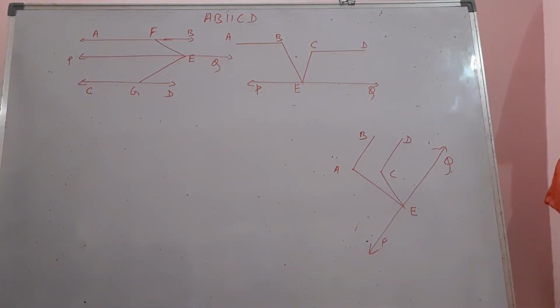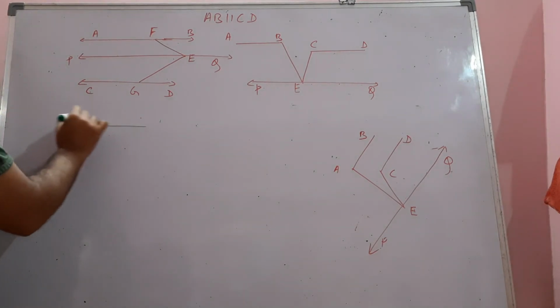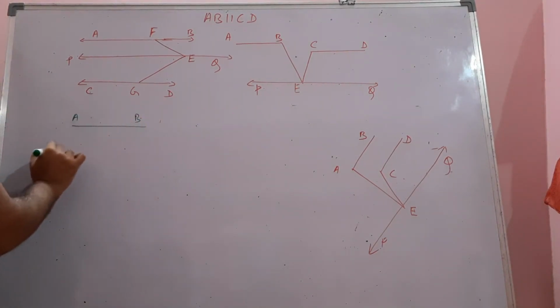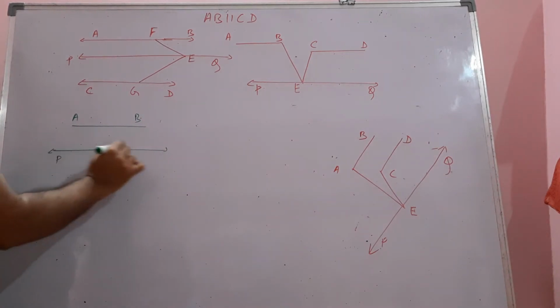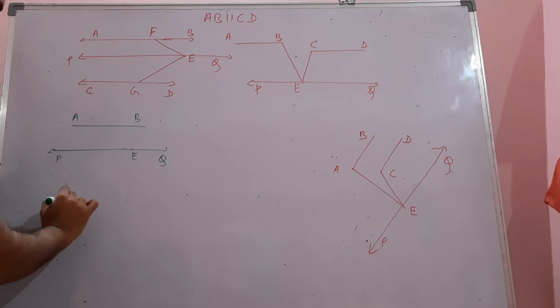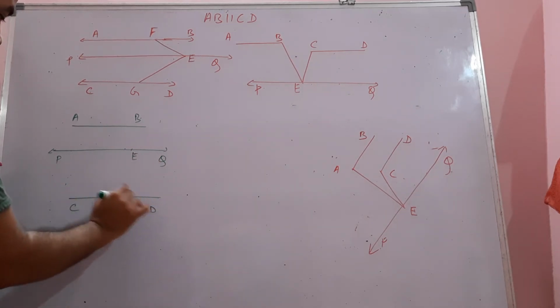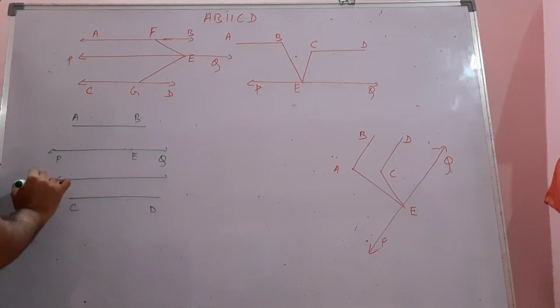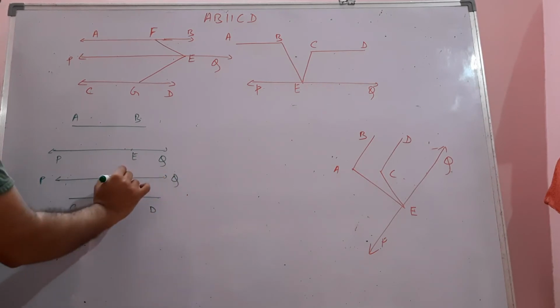Now see, our figure is now divided like this. Parallel to AB we have drawn PQ, through point E. Then parallel to CD we have drawn PQ, through point E.